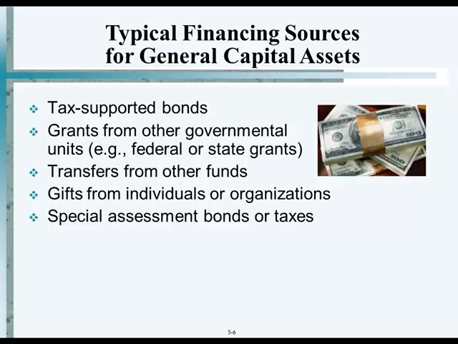They get grants from other agencies. You can get transfers from other funds. Sometimes you can get a gift. And we'll talk about special assessment bonds or taxes. But the principal way governments finance their large capital assets is by doing what? By issuing bonds. Okay? And they have an incentive there because they can issue them at tax-exempt rates.